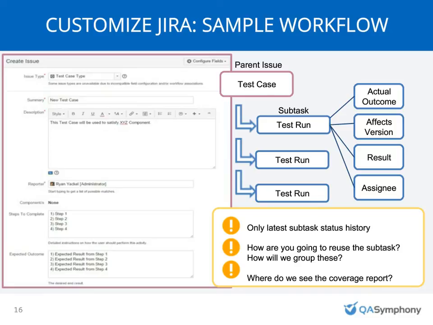The other thing is, how are you going to reuse the subtask? We talk about later being able to reuse test runs and logs of those test runs and have visibility into those. If you want to group a bunch of test runs in different configurations and show them in a coverage report, how are you going to do that if they're all just assigned underneath that one parent issue?